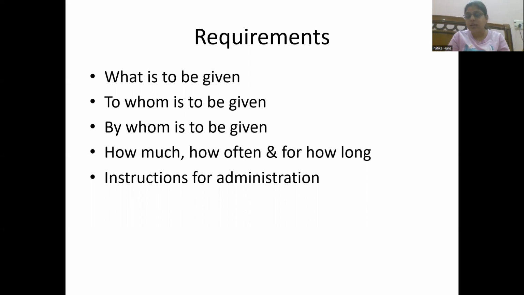Instructions for administration, like other instructions. In diabetes, we can say avoid sugar, avoid cholesterol-rich diet, and do exercise for at least 30 minutes a day, and follow up after some treatment has been given, or follow up after some days, like 15 days. These are the instructions given by the doctor to the patient regarding the prescription and the intake of the drug.